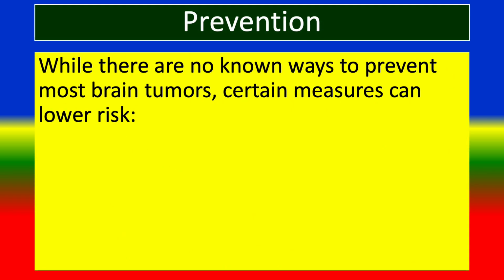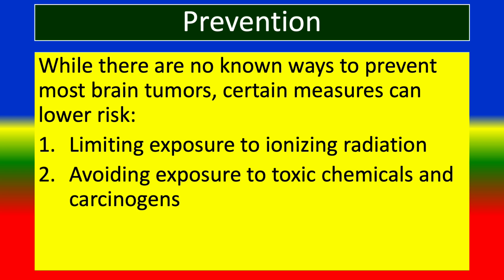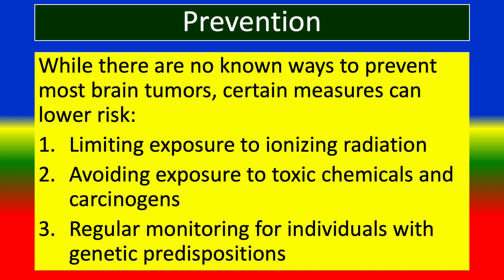Prevention. While there is no known way to prevent most brain tumors, certain measures can lower risk. 1. Limiting exposure to ionizing radiation. 2. Avoiding exposure to toxic chemicals and carcinogens. 3. Regular monitoring for individuals with genetic predisposition.